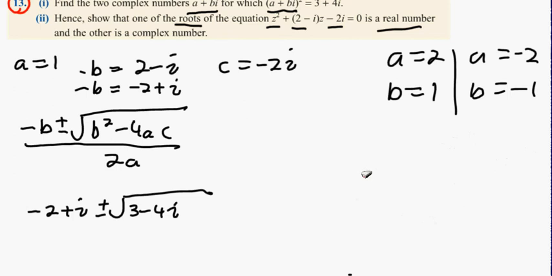Now I have to do the minus 4ac part. Minus 4 times a times c. And that will get me plus 8i. And then minus 4i plus 8i is going to be plus 4i.